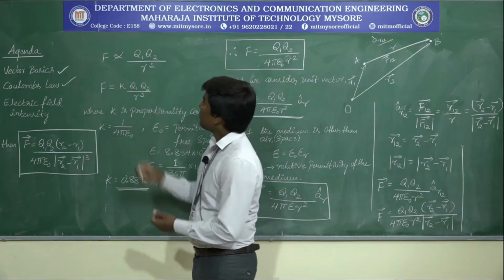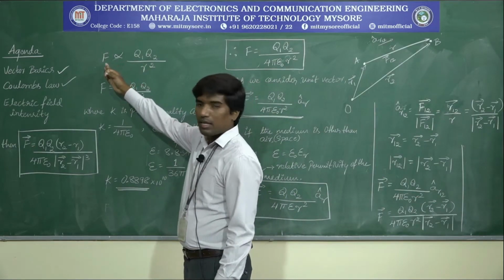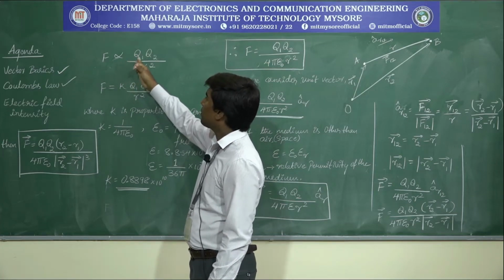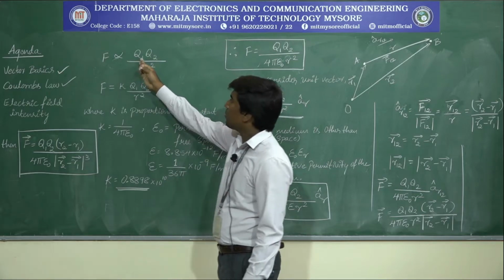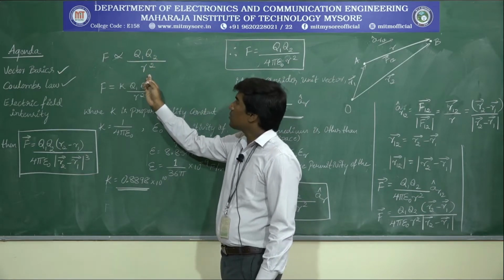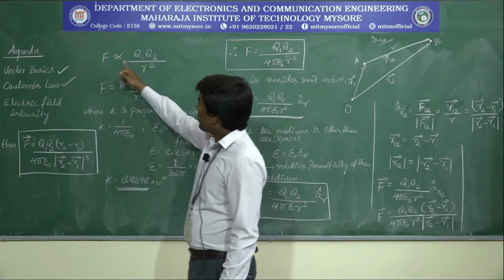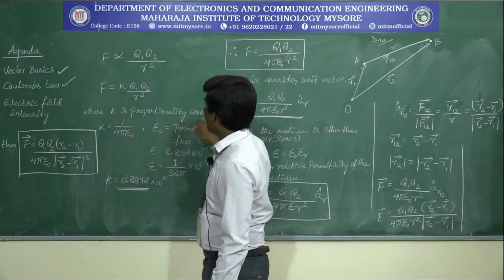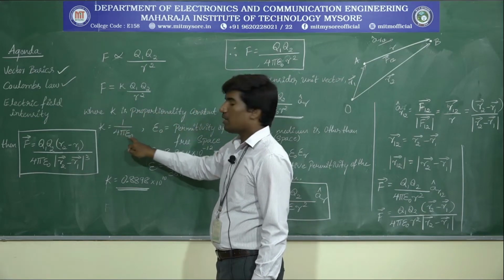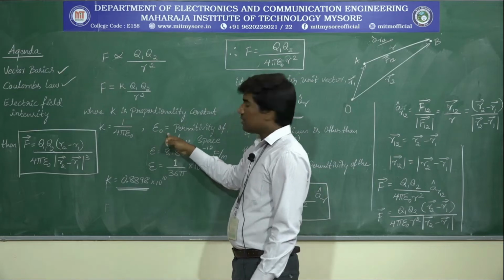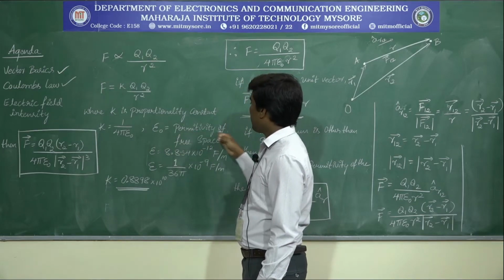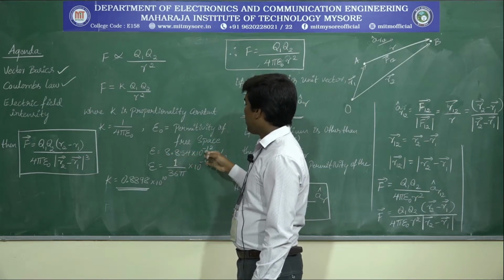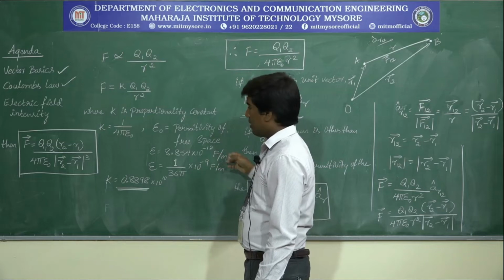Continuing with Coulomb's law in mathematical form, the electrostatic force F experienced by the charges Q1 and Q2 is directly proportional to the product of the magnitudes of charges Q1 and Q2 and inversely proportional to the square of the distance between them. If we remove the proportionality sign, we need to introduce K as a proportionality constant, which is given by 1 by 4 pi epsilon naught, where epsilon naught is called the permittivity of free space or air. Its value is 8.854 into 10 power minus 12 farad per meter.